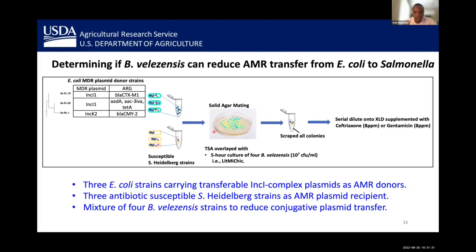Then on the solid agar, we impregnate the agar with a 5-hour growing culture of B. velezensis. So we have the 5-hour growing culture, then we inoculate E. coli, followed by Salmonella Abaetetuba, followed by E. coli. We let that grow for 18 to 24 hours. We scrape all the colonies, then we serially dilute on xylose deoxycholate agar that has either ceftriaxone in it or has gentamicin in it.